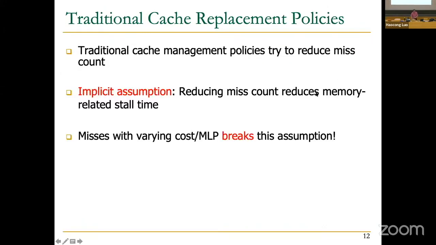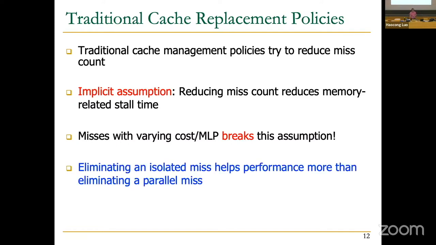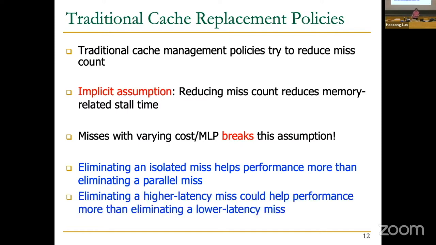Okay, so we were here. Basically, any misses that have varying cost or memory level parallelism break this assumption, as we discussed, right? And as we just discussed, eliminating an isolated miss helps performance more than eliminating a parallel miss. And eliminating a higher latency miss could help performance more than eliminating a lower latency miss. I said could because latency is not necessarily directly exposed to the processor, right? It also depends on how much you have tolerated that latency.